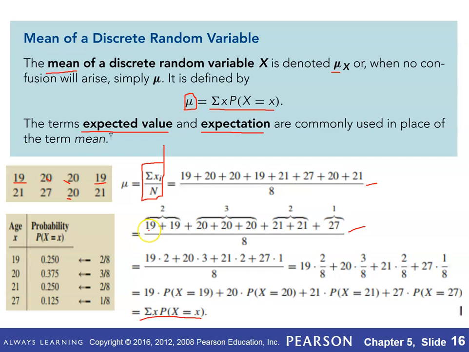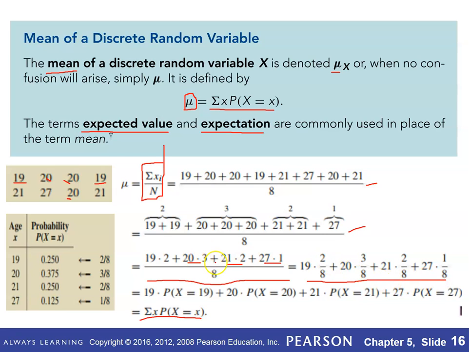Instead of, with our calculators, instead of going 19 plus 19, we could say, well, that's 19 times 2, because there are two 19-year-olds. Then there are three 20-year-olds. There are two 21-year-olds. And there's one 27-year-old. So we can add like the three 20-year-olds by taking 20 times 3 instead of taking 20 plus 20 plus 20. Well, this whole thing here can then be simplified to this whole thing here.